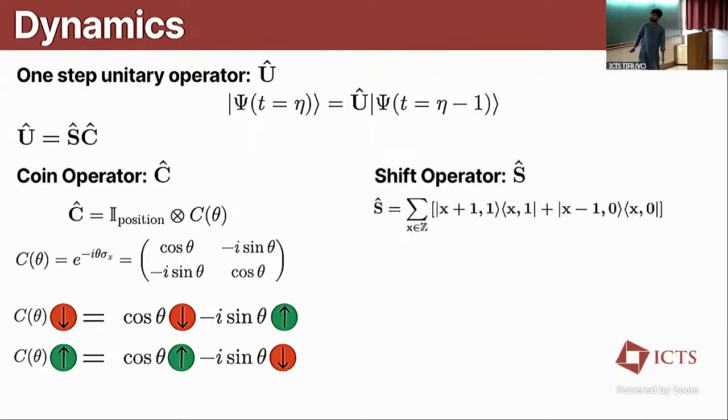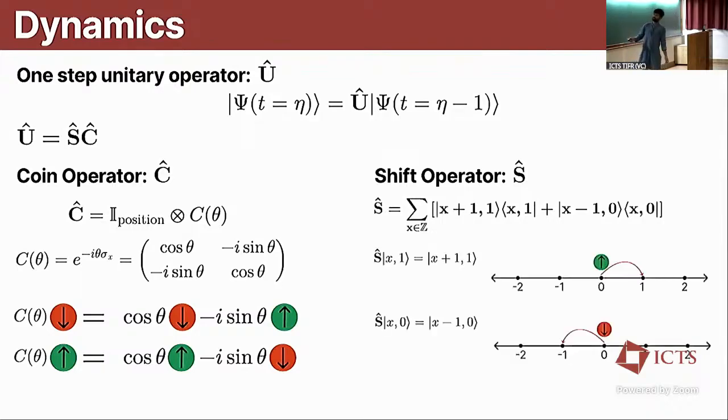Next we have the shift operator, which will shift the position of the walker depending upon which spin state it possesses. Let's say you have a spin up, then you'll move to the right, and if you have spin down, you'll move to the left. And that's all about the dynamics.